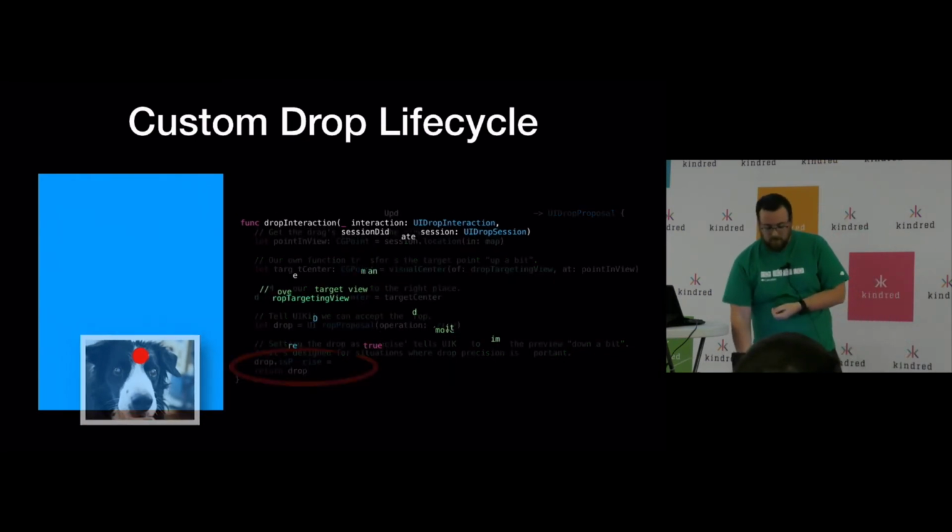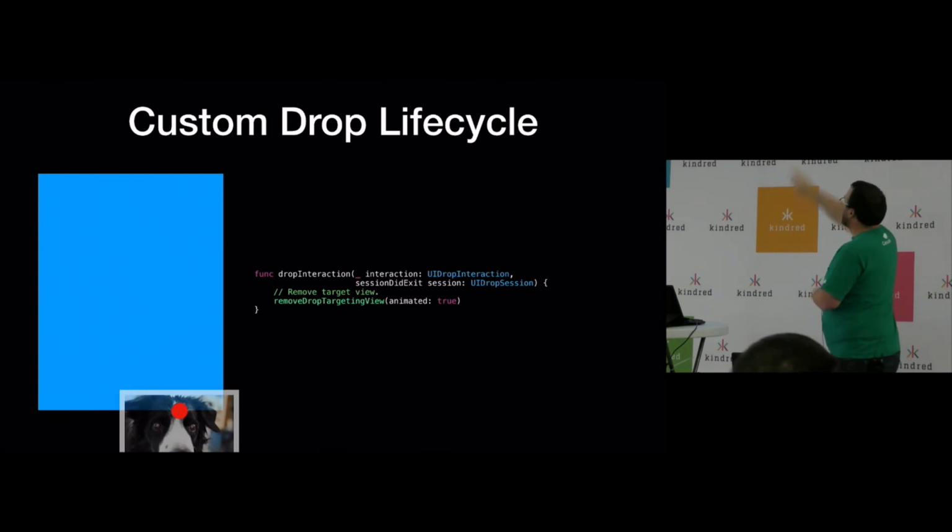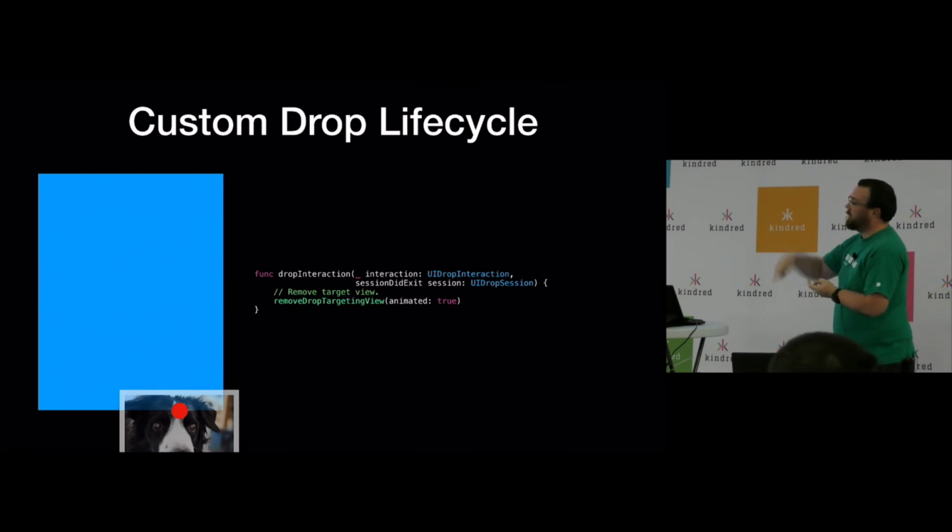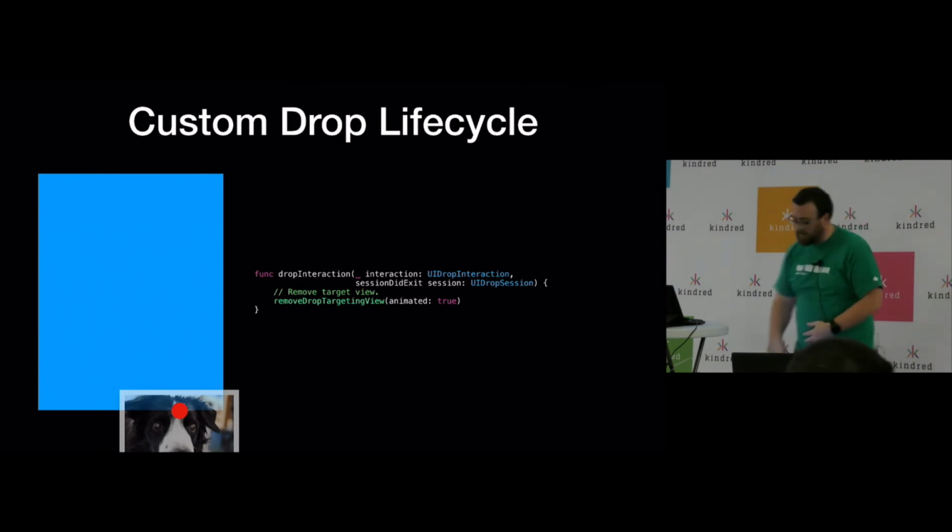And then when your dog decides not to swim in the sea anymore, you'll get another delegate saying that the drag is no longer in your view, and you're no longer concerned with it, and then you can just remove all of your craft. There are also callback methods if you've said yes, I will accept this drop, and then the user releases their finger, you'll get a session will commit, something along those lines, and then you can actually request the data and then start the stuff you saw earlier.